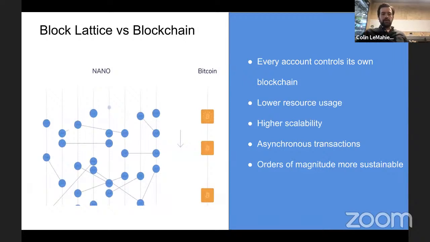So yeah, really the best way to understand how Nano is different than a lot of these is to spend, send, and accept Nano yourself.